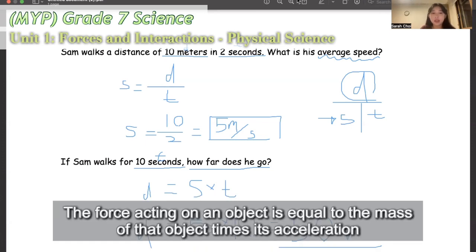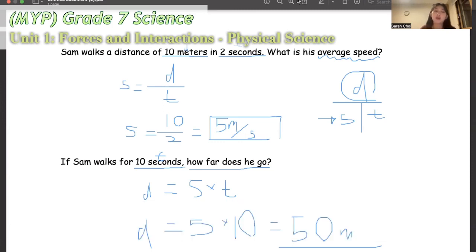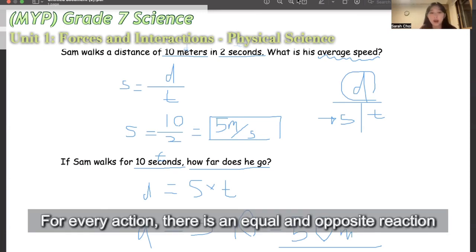And the second law is: the force acting on an object is equal to the mass of that object times its acceleration. This is a commonly shown equation in physics or any physical science, which is force equals mass times acceleration. Finally, Newton's third law is: for every action there is an equal and opposite reaction.